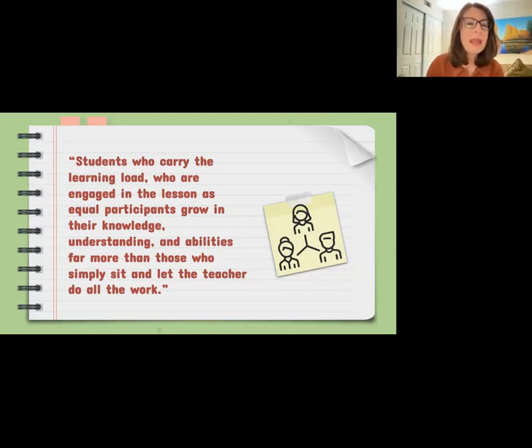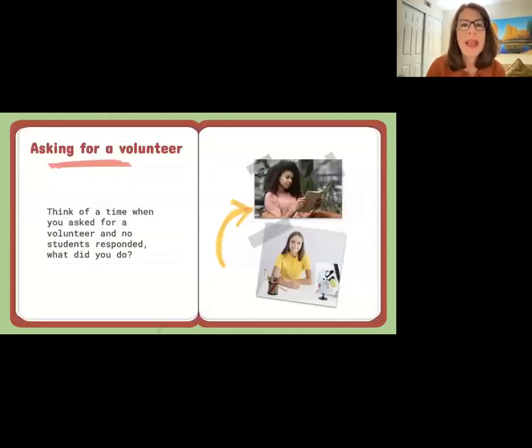So I want to start by having you think about a time. I want to talk about asking for a volunteer. Sometimes when we're teaching, we ask students questions, or we want someone to start off saying something to the class. I want you to think about a time when you asked for a volunteer and no students responded. Think right now, what did you do?